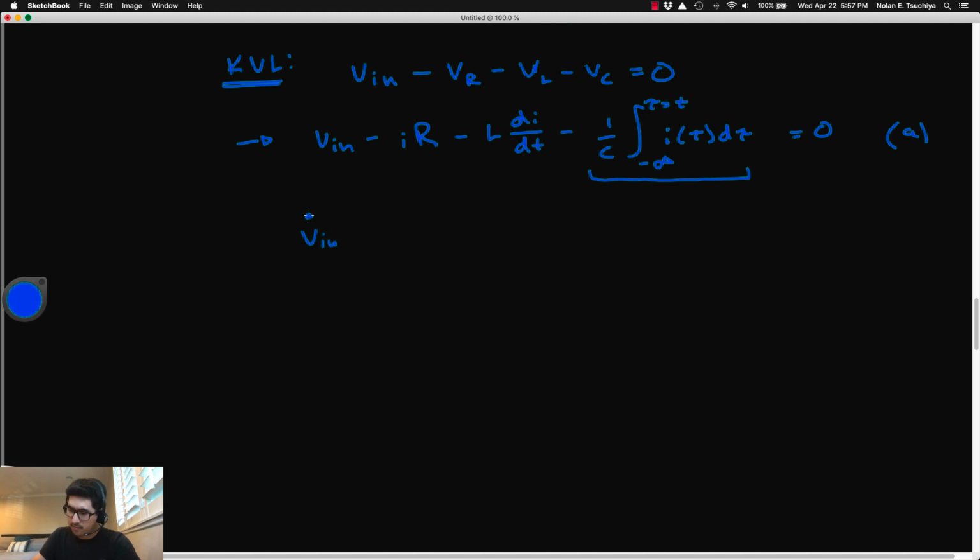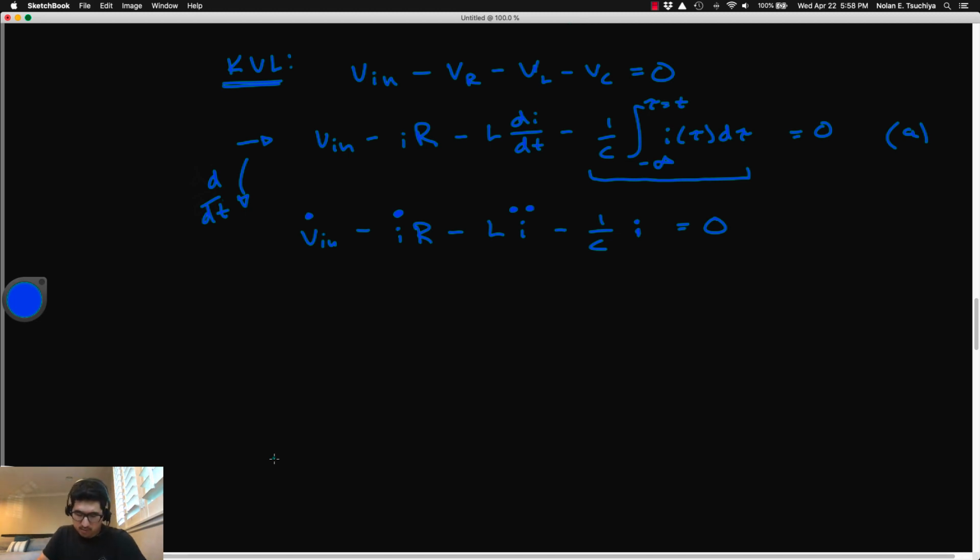V in dot minus I dot, which is strange to write, but this is just the time derivative of the current, R, minus L I double dot, because we're taking the derivative of di dt, minus 1 over C. Now the derivative of the integral of I of tau just becomes I of t. Okay, so this helps us simplify the equation, right? I'm sorry, we're just taking the time derivative of this equation in A to get this equation below. There's nothing that's preventing us from doing that.